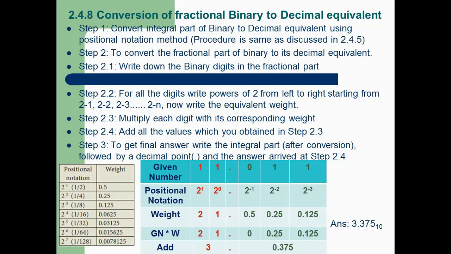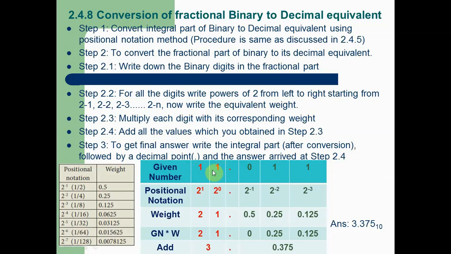So now step number 1, convert the integer part of a binary decimal number to its equivalent using the positional notation method. The given number is 11.011. So a binary number also has a fractional part. Each and every binary number has an integer part, so this is the integer part of the binary number, and this is the fractional part of the binary number.